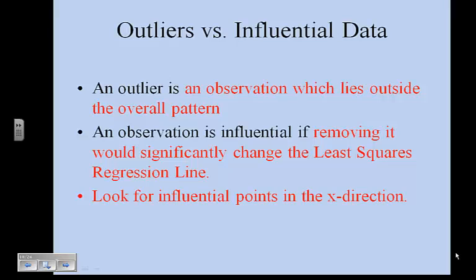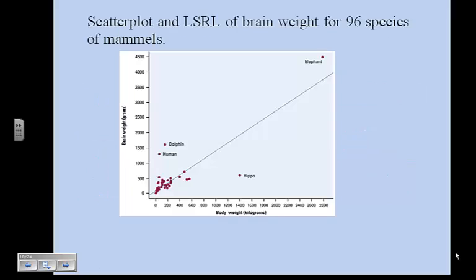We're almost finished. Outliers versus influential data. An outlier is an observation which lies outside the overall pattern. We've talked about these before. An observation is influential, and here's a new one, if removing it would significantly change the least squares regression line. You should always look for influential points in the x direction. Look across the x-axis and see if there's some point way outside the normal x values. If there is, it might be an influential point.